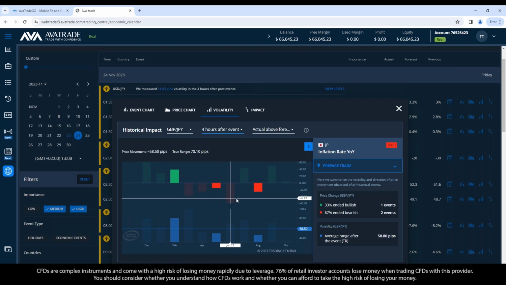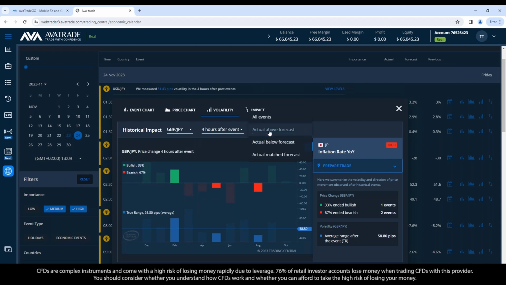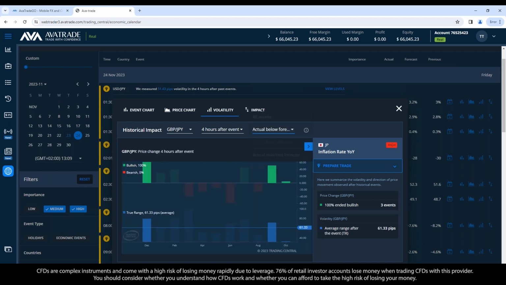Okay, now what if it comes in the opposite? Instead of above forecast, what if it comes in below forecast? 100% of the time it went up. Okay, 3 out of 3 times in the past, if the data came in below forecast, then the yen weakened and the pound went up. And again, you could say, okay, 61 pips range movement, but what happened in the first 5 minutes? Okay, only 14 pips movement.